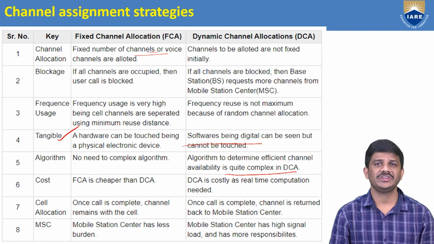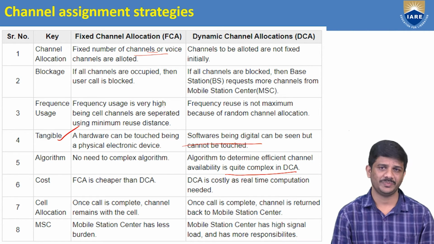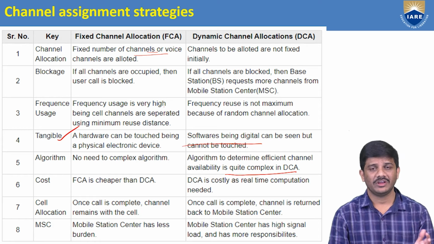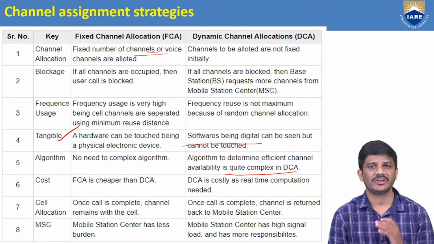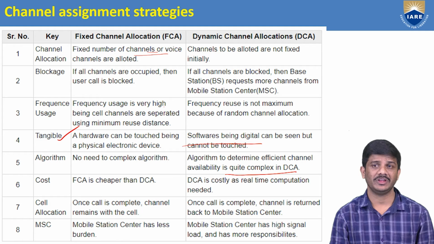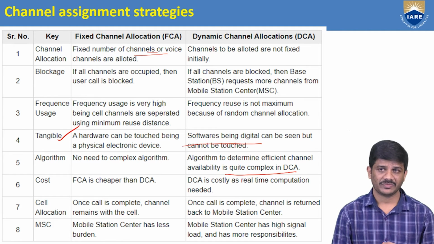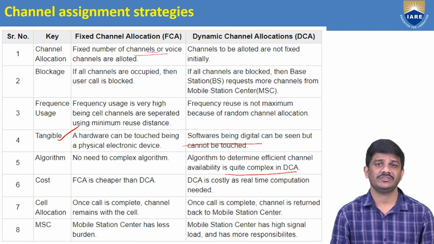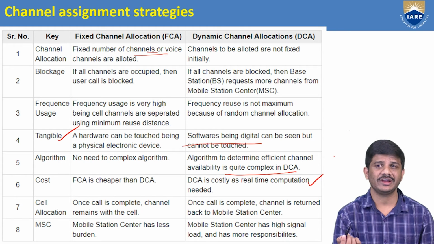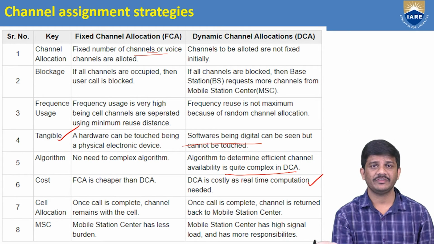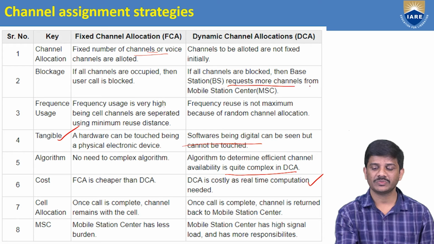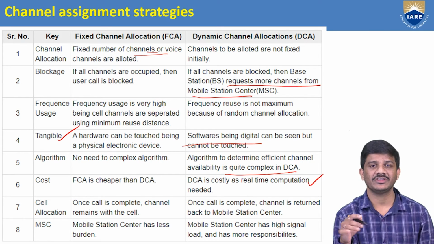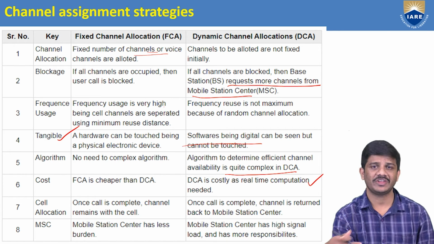Coming to cost, FCA is cheaper than DCA. Why is it cheaper? All are fixed, and there is no connectivity to another MSC. But here we have the connectivity, and some real-time computation is needed. That's why there is a cost. Why is real-time computation needed? If we need, we can request more from the mobile switching center, then the cost will be high. But in the fixed case there is no need for anything. Whenever the setup or installation is over, that's the only cost. But here it changes every time, in real time.